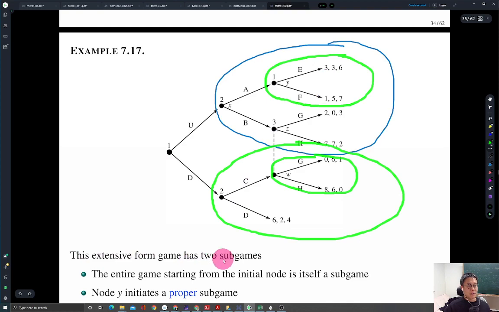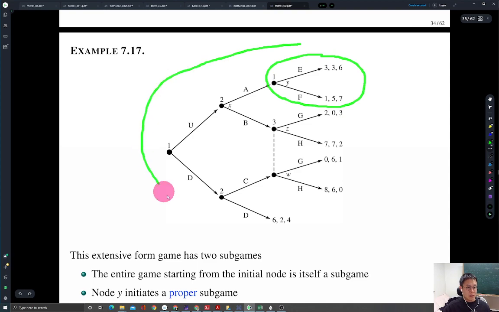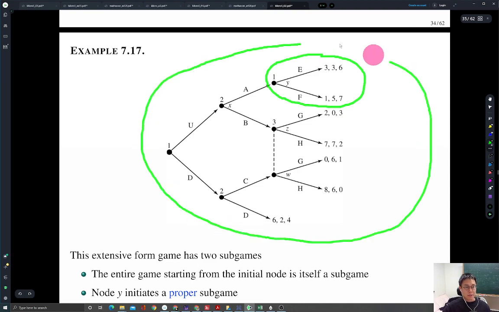So this game has just two subgames: the entire game starting from the initial node, and one proper subgame starting from node Y. This one is the one proper subgame, and the entire game is the other possible subgame. So there are just the two.